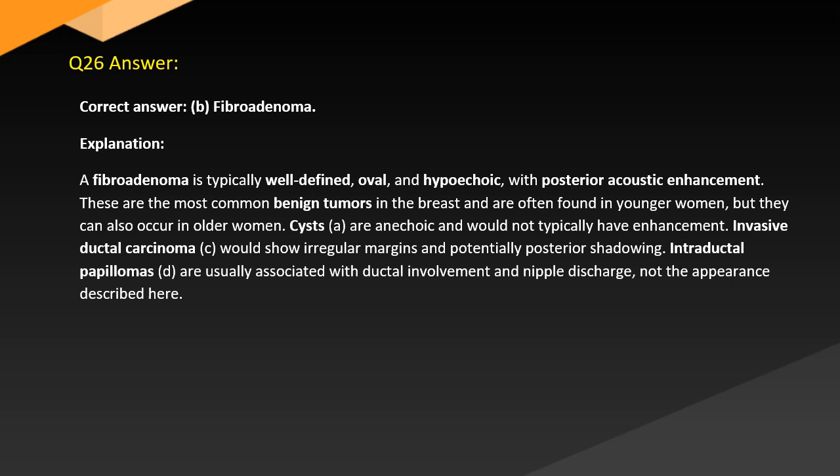Cysts A are anechoic and would not typically have enhancement. Invasive ductal carcinoma C would show irregular margins and potentially posterior shadowing. Intraductal papillomas D are usually associated with ductal involvement and nipple discharge, not the appearance described here.